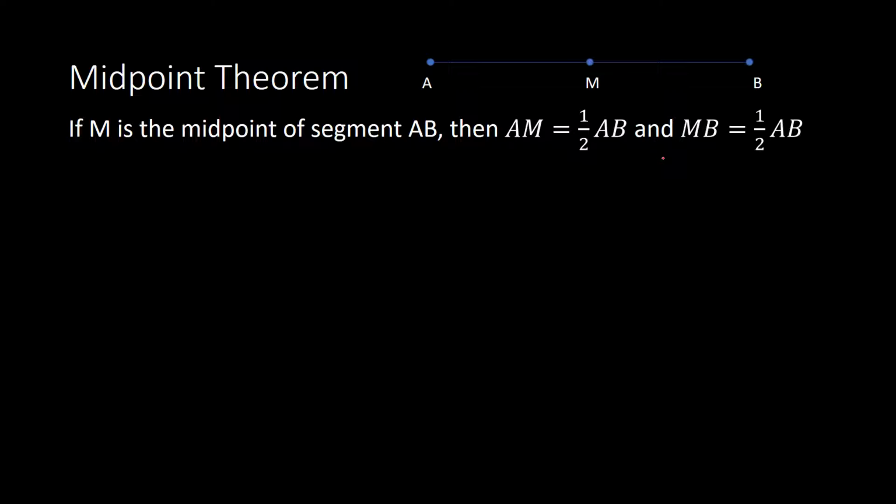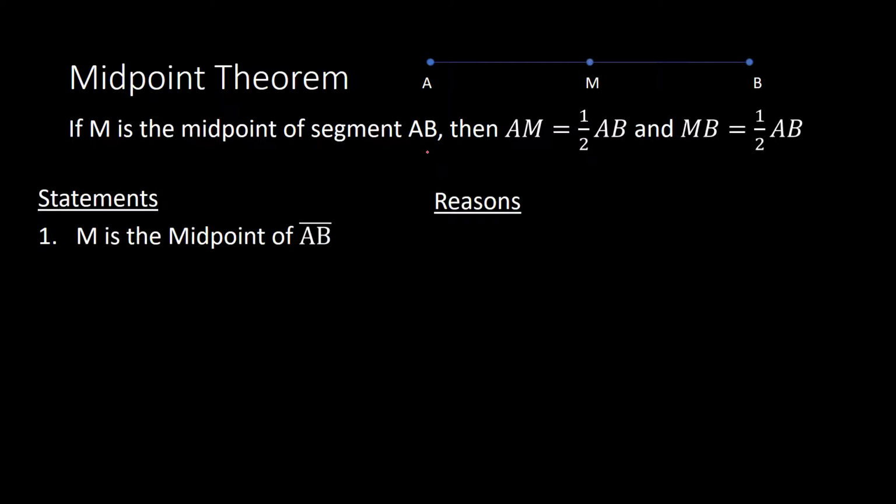And to prove that, we're going to have 2 columns. We have a statements and a reasons column. The first statement and reason will typically always be your given information. So what is given? What do we know? Well, what we know is that M is the midpoint of segment AB. That is what we know. And the reason is just given to you. That is a given statement of fact. And then what we're trying to prove, so the last statement that we're trying to end up at is going to be AM equals 1/2 AB and MB equals 1/2 AB.